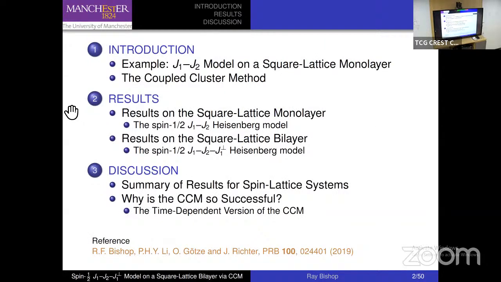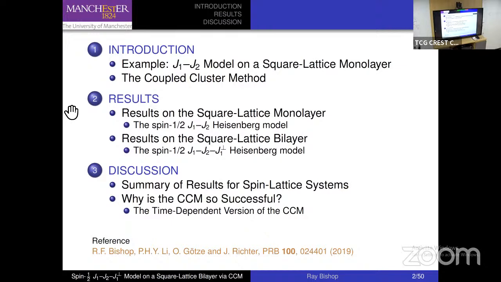So the outline is as follows. I'll give you the example of a J1, J2 model on a square lattice monolayer. I'll recap, but this time very quickly, the coupled cluster method, because I've done that twice already. I'll come to the results on the square lattice monolayer. I'll tell you why this is an extraordinarily challenging problem. And then to shed light on that, perhaps somewhat obscurely, I will complicate the problem by going to look at the same problem on a bilayer.